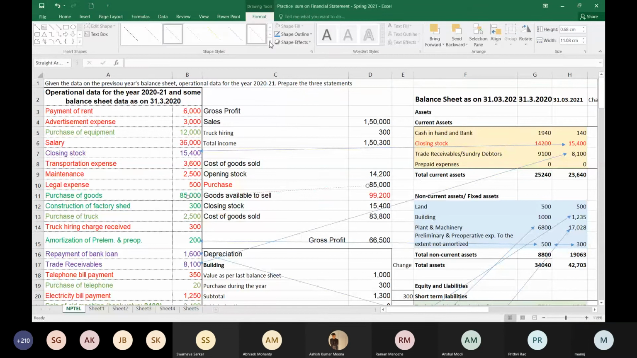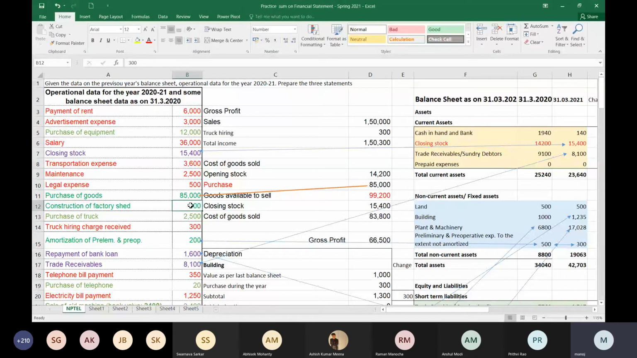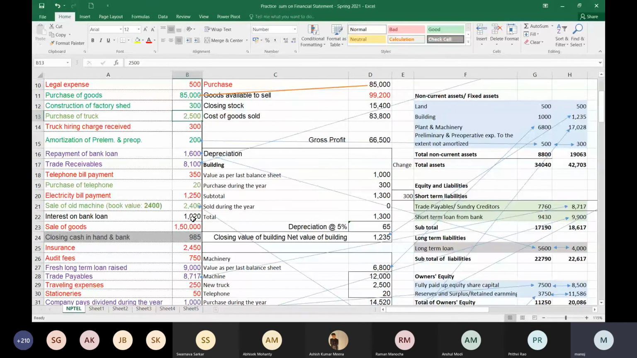Oh, I wanted a thicker line, but there is no dashed thicker line. Get this? Purchase of goods is used for estimating gross profit. That is why it is not part of operating expenses. Construction of factory shed, long-term asset. Purchase of truck, long-term asset. That is why these are not part of operating expense.